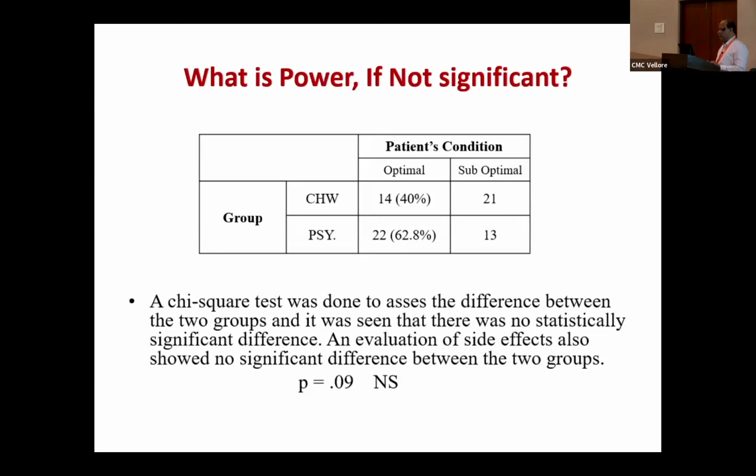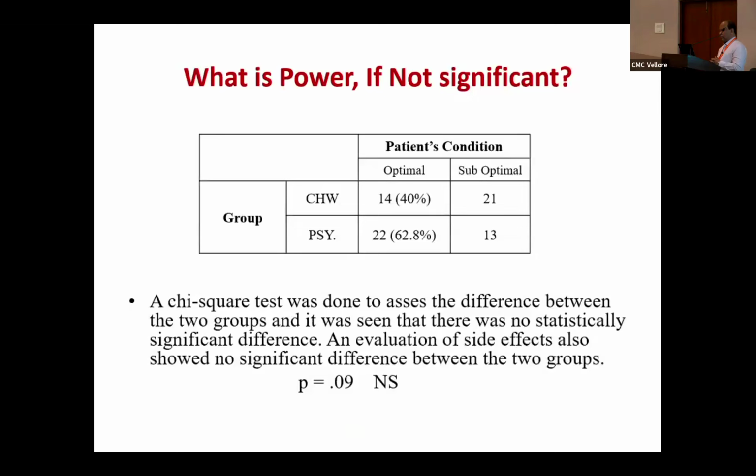Someone suggested 35 patients, so totally 70 patients: 35 should go to community health workers, 35 should go to the psychiatrist. These are all the results. What is the optimal cure rate in the community health worker arm? 40%. And in the psychiatry group, this is 63%. What does it suggest to you? It suggests that the optimal cure was very high in the psychiatry group, as expected. The difference is 23%.